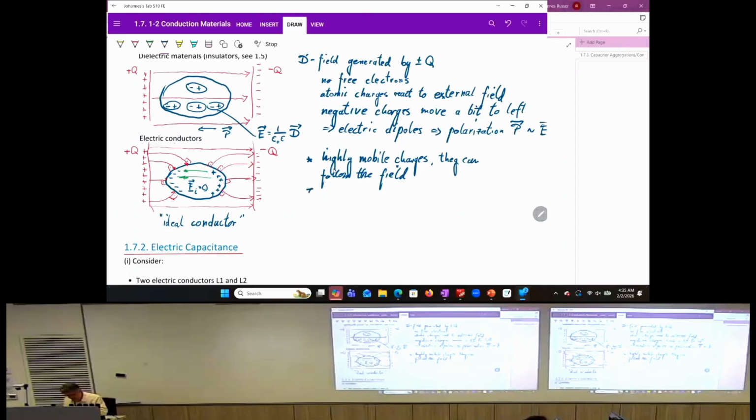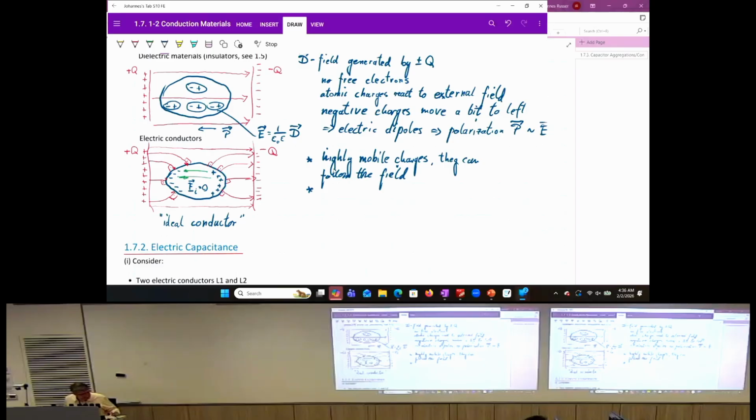In this scenario, you have the negative charges. They are moved to the left now because of this external field. Negative charges move to the left surface, and the positive ionized atoms are fixed. So basically, you have a lack of negative charges on the right-hand side, because the nucleus is fixed, but you pull away the mobile charges.